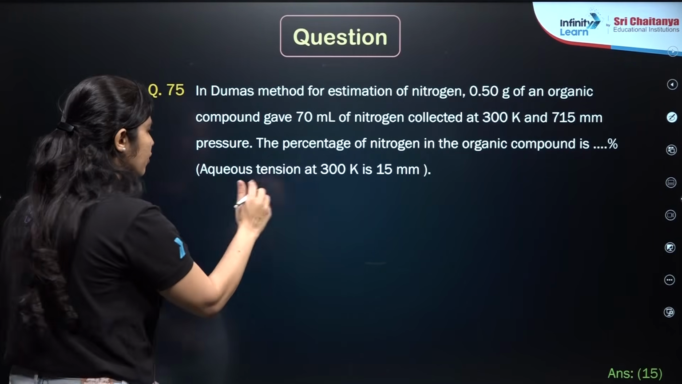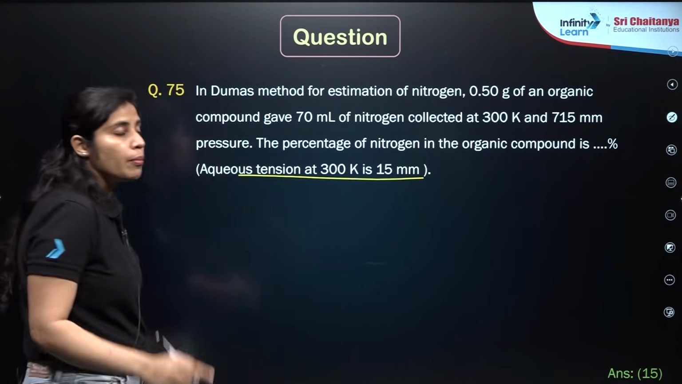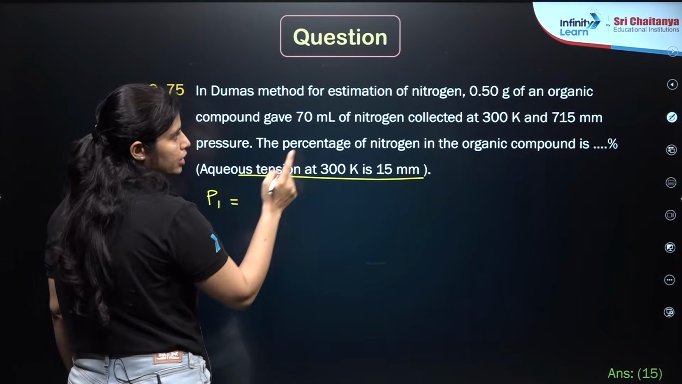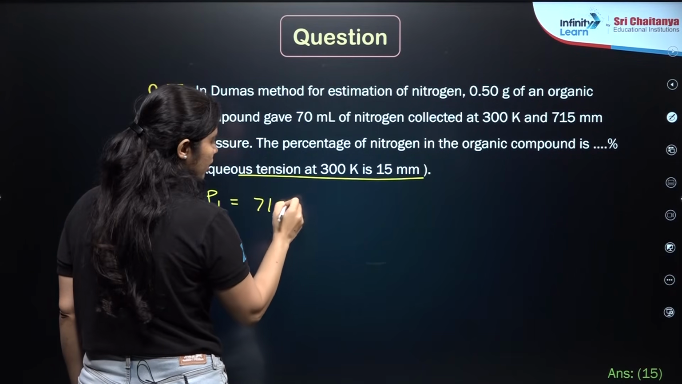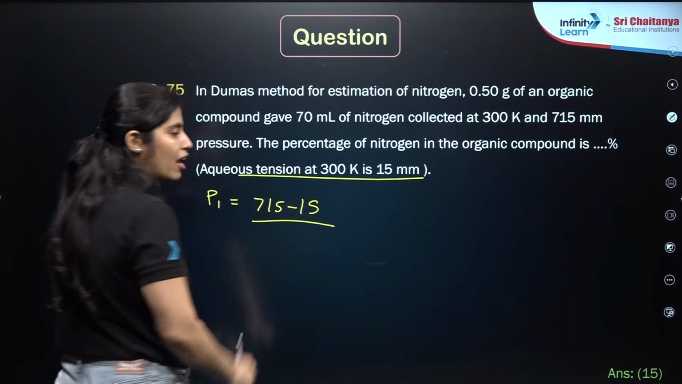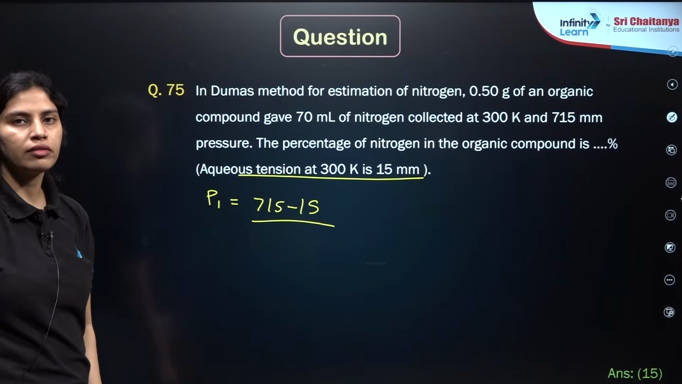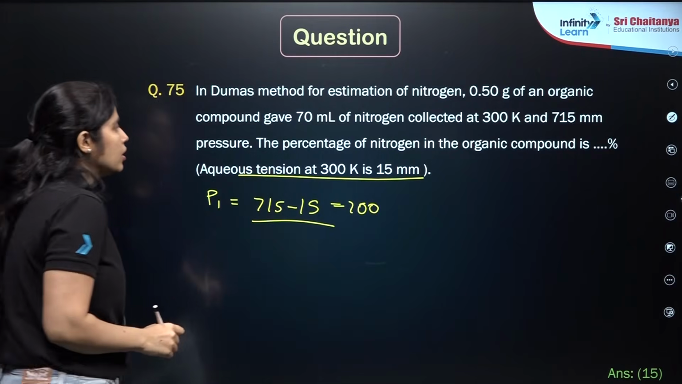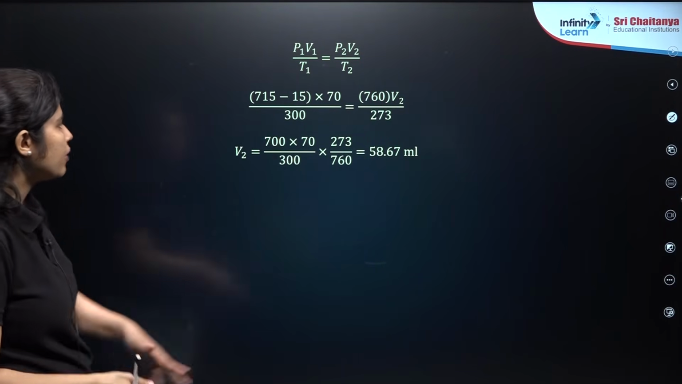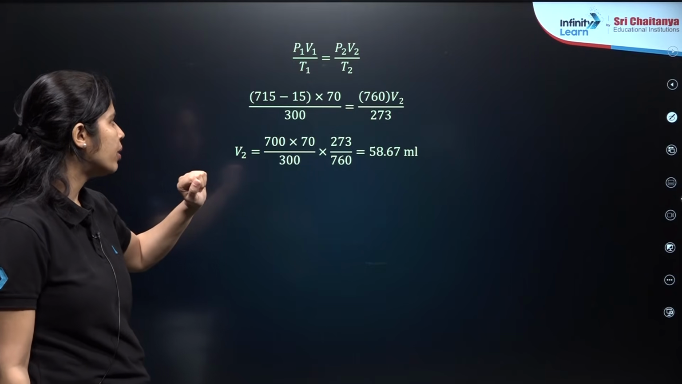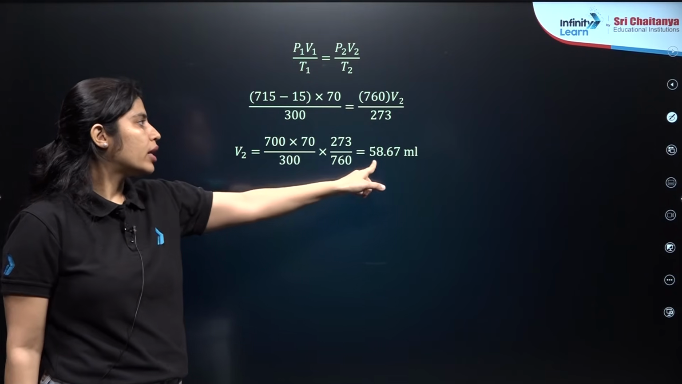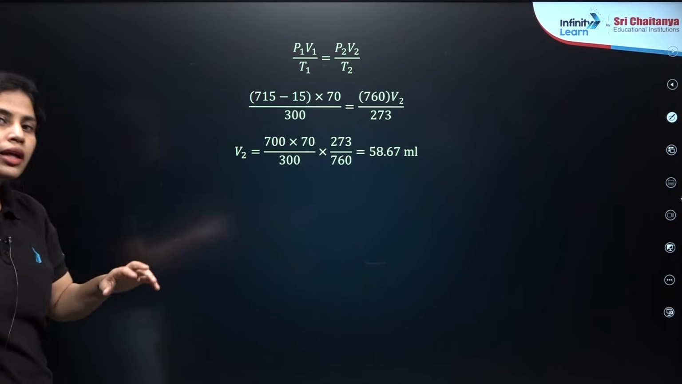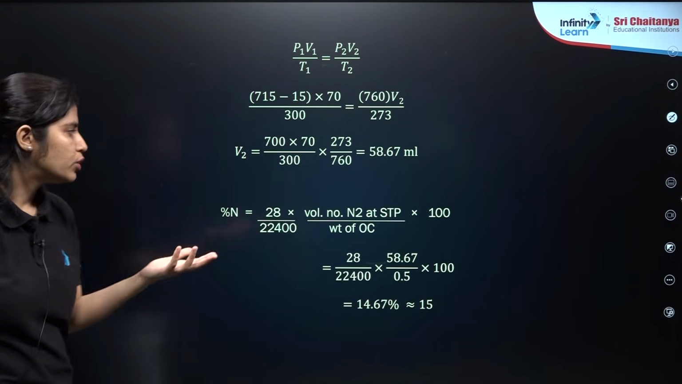Remember, they have already given us aqueous tension. Because they have given us the aqueous tension, the P1 value is going to be 715 minus 15. You have to subtract aqueous tension, otherwise your answer will be wrong. So this is going to come out to be 700. So that we have written over here for the final formula, as you can see, and your volume is going to be 58.67.